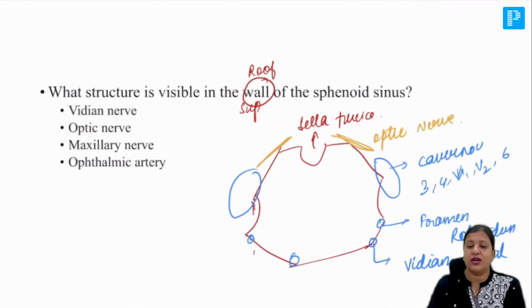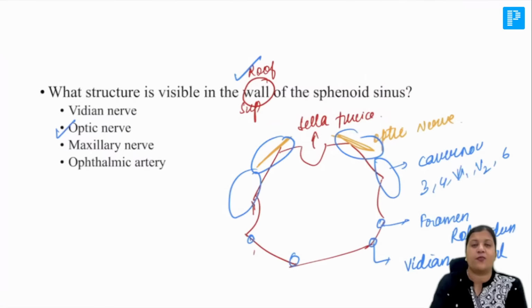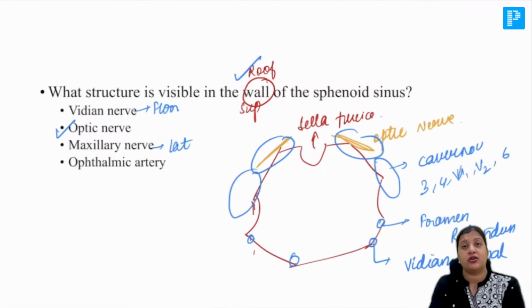So if I ask you in the roof, what is the nerve that is present? The answer is optic nerve. If I would ask you floor, then your answer would have been Vidian nerve. If I would have asked you lateral wall, it is in relation to cavernous sinus, so you could have told the maxillary division of the trigeminal nerve. So now you're getting the answer. The answer is optic nerve.